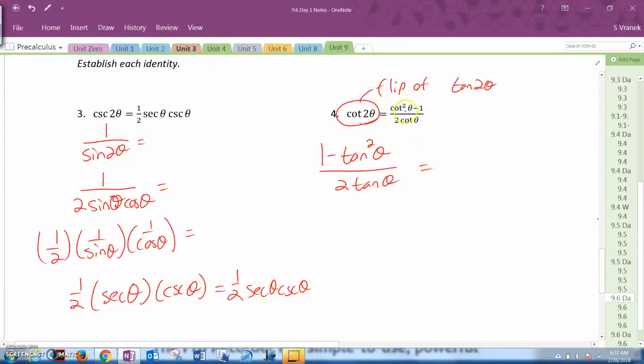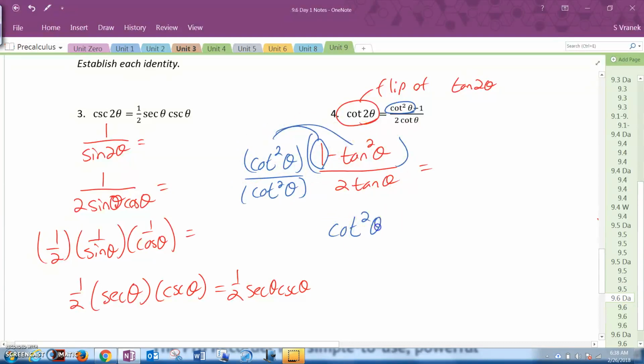I looked at the other side, and it says I have a cotangent squared in this spot. So to get a cotangent squared there, I have to multiply by cotangent squared over cotangent squared. And then it should work out for everything. So let's see what happens when you multiply this to both things. Well, you get a cotangent squared theta minus cotangent squared times tangent squared. Those are reciprocals of each other, so we are able to cancel them out and they become 1, which is also what I want on top. So that's good. On the bottom, I have a 2 still.